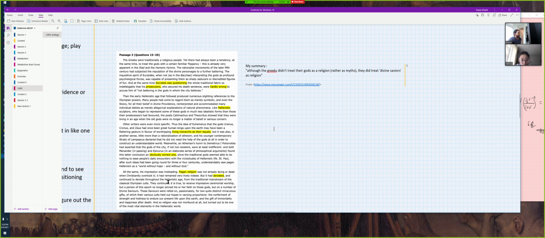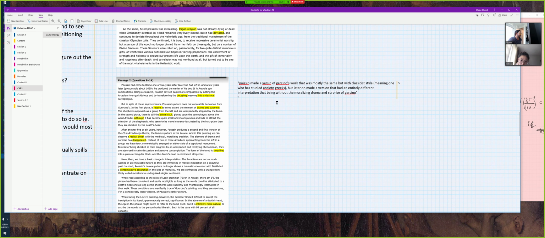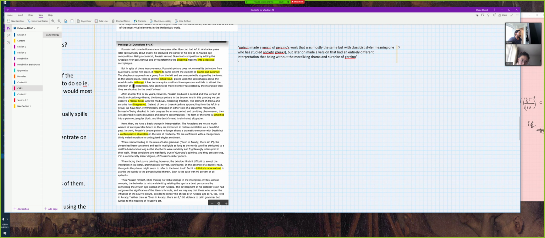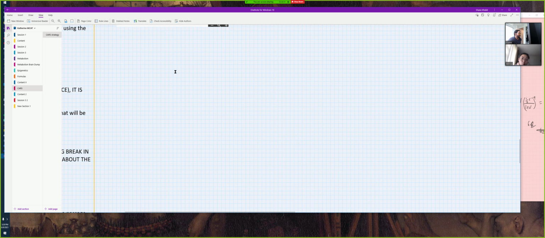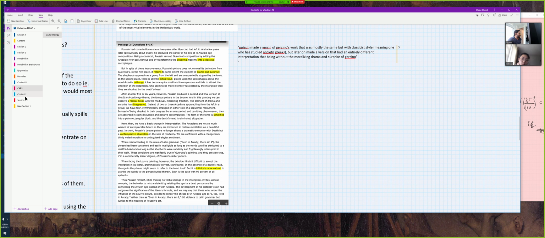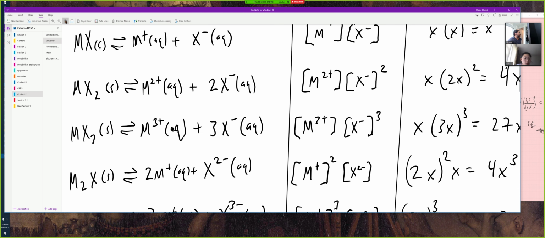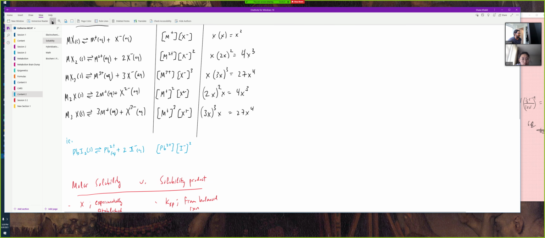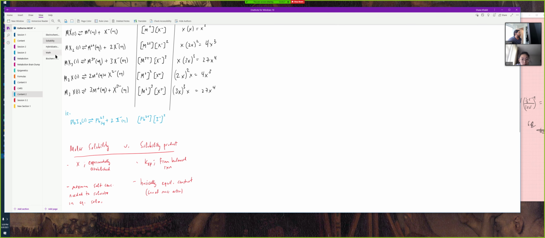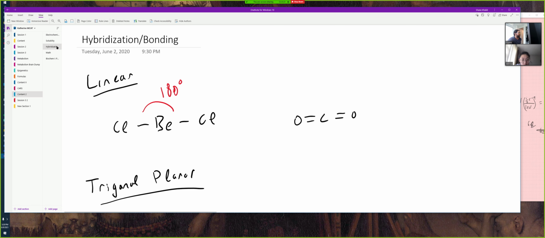Like you can look at this, I just wrote my summary, which is: although the Greeks didn't treat their gods as a religion, they treated them as myths. They did treat divine saviors as religion. And here's another one which is talking about some art stuff. So next time, I want us to do that, because that's the section that you said you needed the most improvement on.